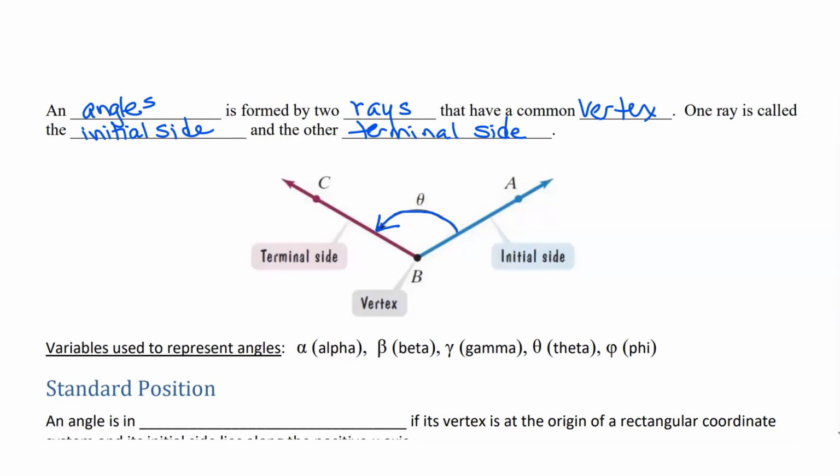We generally label angles using lowercase Greek letters, like the one here, theta, but we also use alpha, beta, gamma, phi, and other lowercase Greek letters. And so when you hear me say those words, you need to know which of those variables I'm talking about. So if you're not familiar with those letters, you need to get familiar with those.